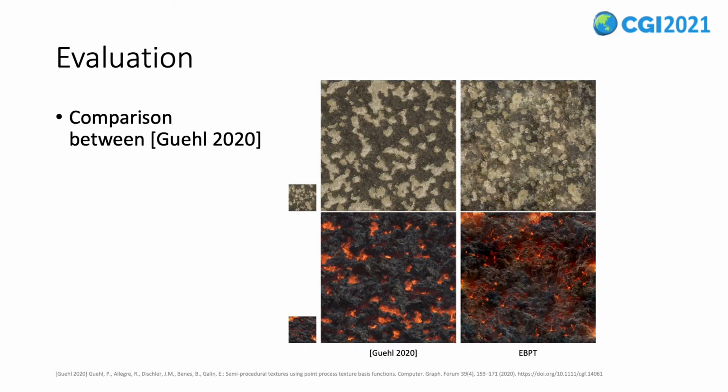The left column shows the semi-procedural textures, and the right column shows our approach. Our approach allows an interactive synthesis using arbitrary stationary features, which is edge groups, and it is 60% faster using only CPU.